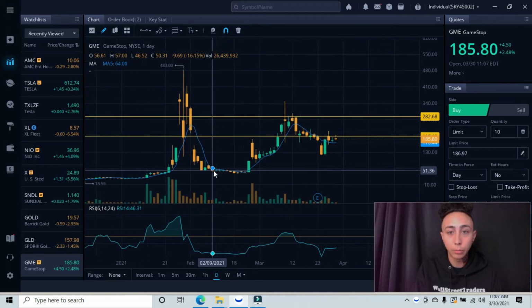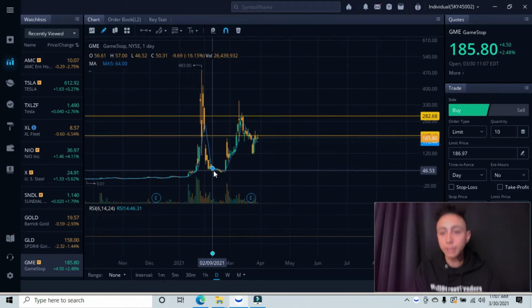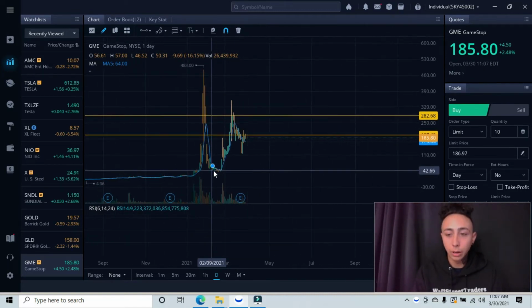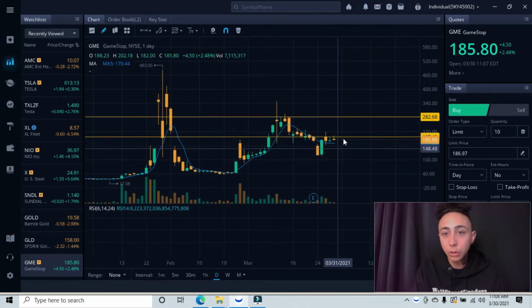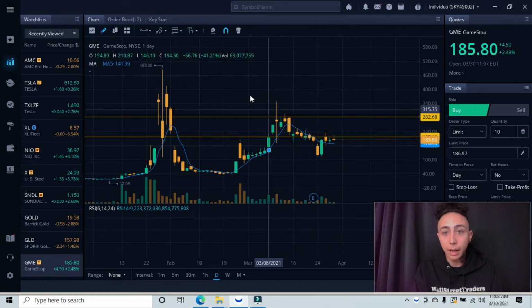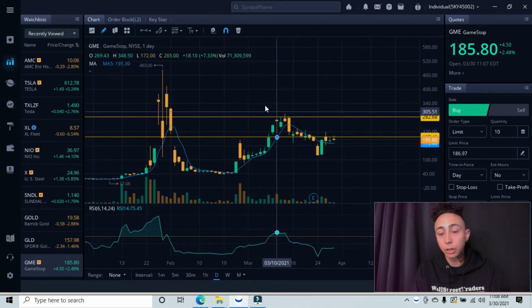So let me go ahead and zoom back out. So what does this let us know? This lets us know that currently, where we're at, we're hitting major resistance, guys. So right now we're testing this major resistance, and we're in a downtrend currently.